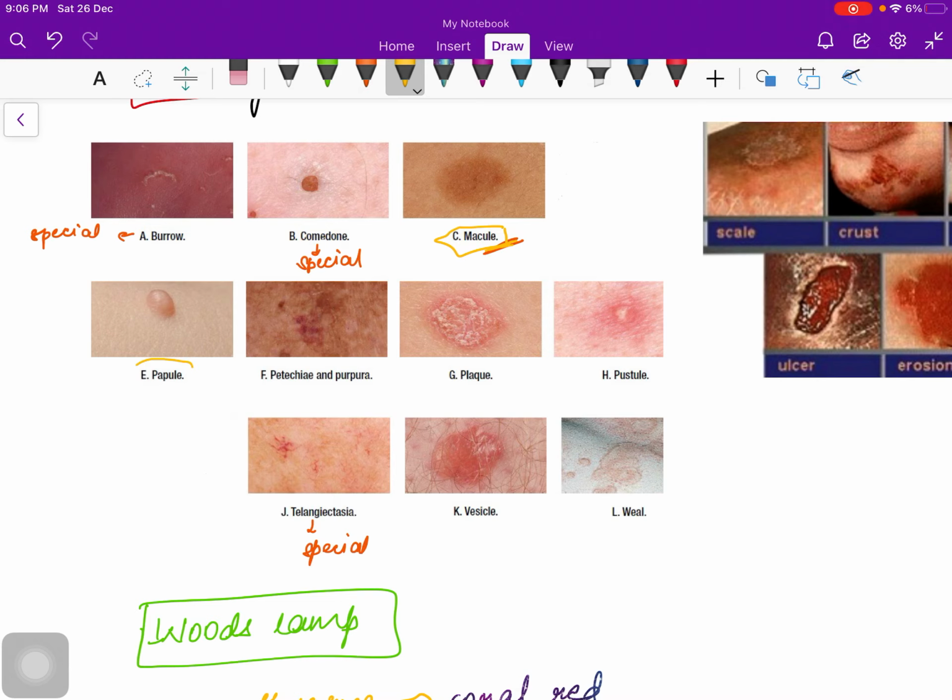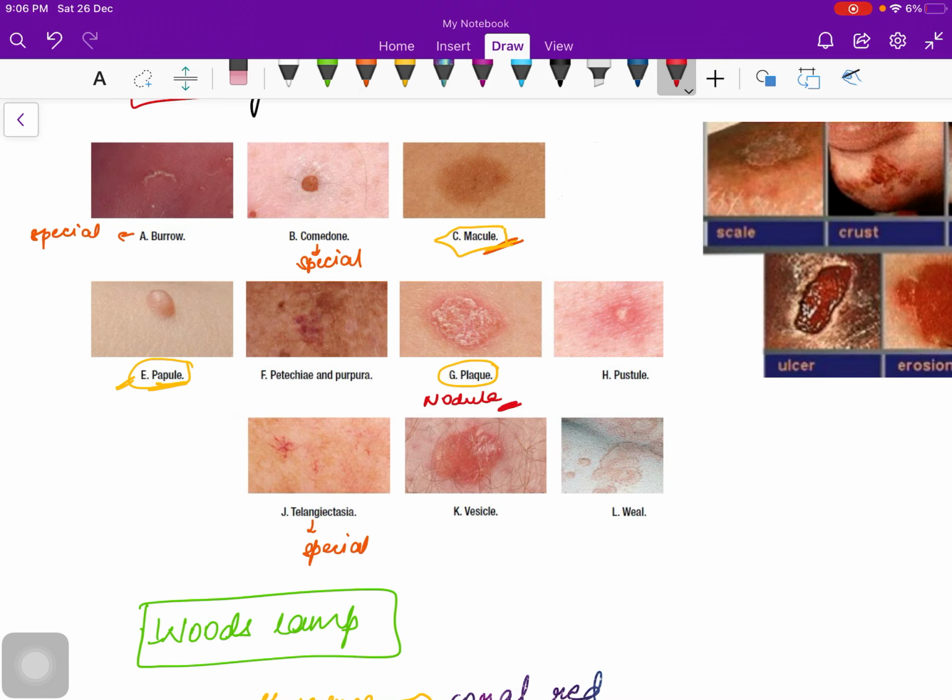Then coming to papule. Papule is a solid raised lesion less than 0.5 centimeter. If more than 0.5 centimeter, it can be either a plaque or a nodule. However, for nodule, it is said that it is better palpated than seen, so it has a considerable depth.